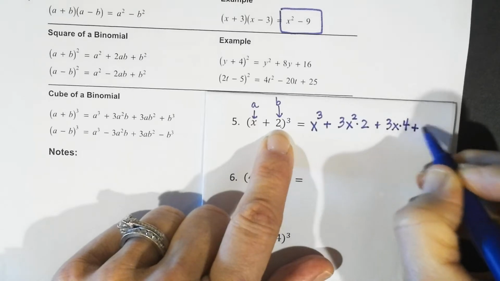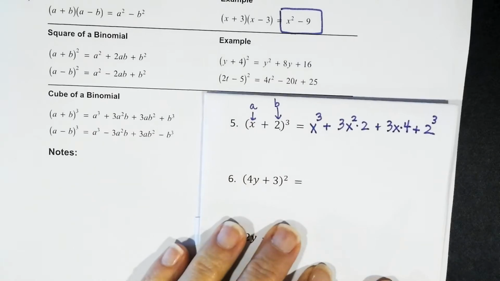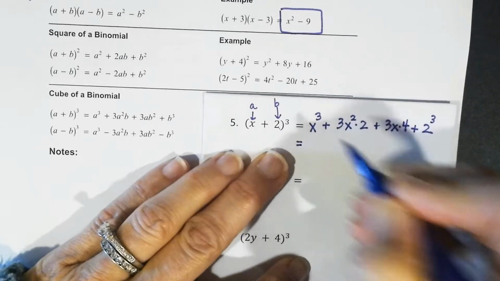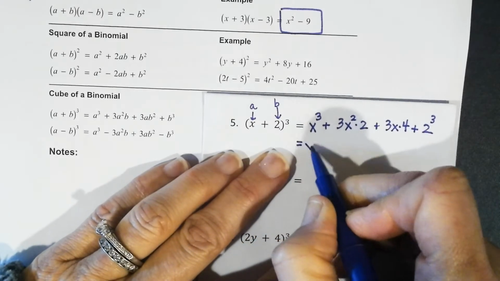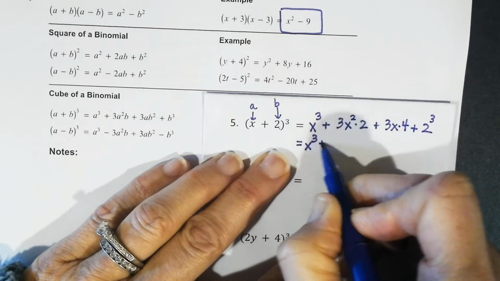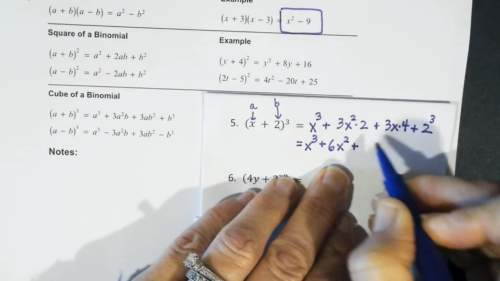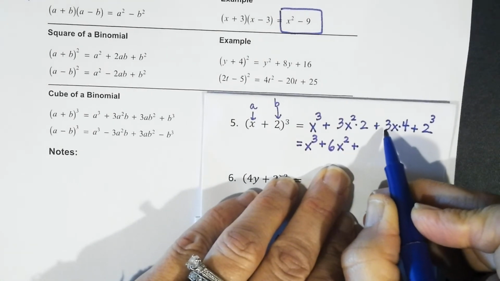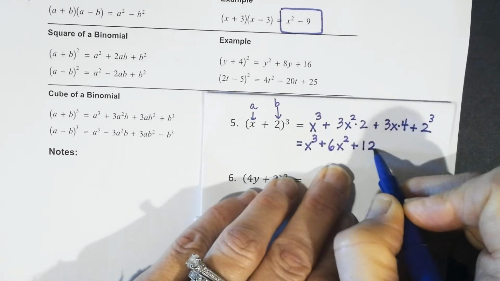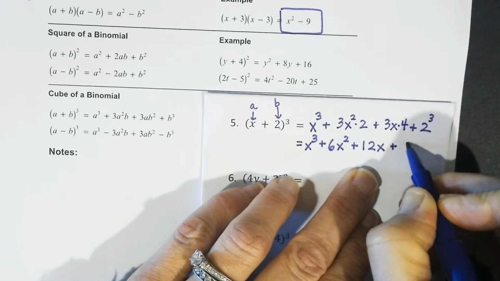So I'm just going to write out 2 to the third so I can get that written. So if I just follow the pattern, I have basically 2 steps instead of like 6. So I've got x cubed here. This is 6 because it's 3 times 2, so plus 6x squared. Plus, this is going to be 3x times 4, so that'll be 12x, and then 2 times 2 times 2 is 8.